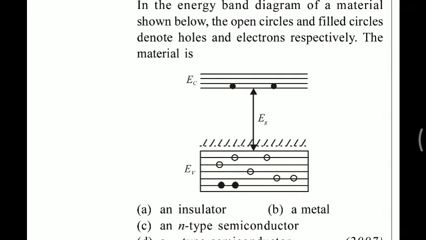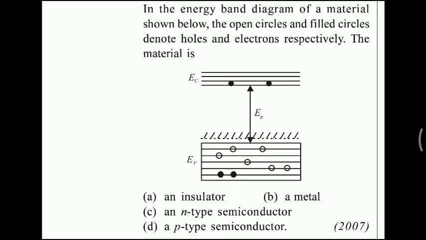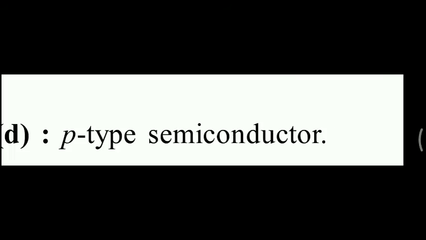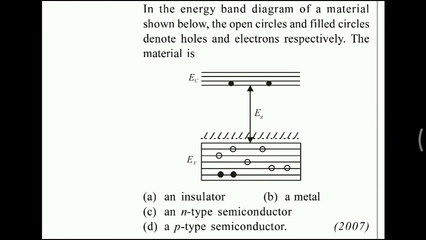In the energy band gap band diagram of the material shown below, the open circle and filled circle denote holes and electrons respectively. The material is here. This is the band diagram. Round circle means holes. Options: an insulator, a metal, an N-type semiconductor, a P-type semiconductor. Yes, P-type semiconductor, because holes are majority charge carriers.